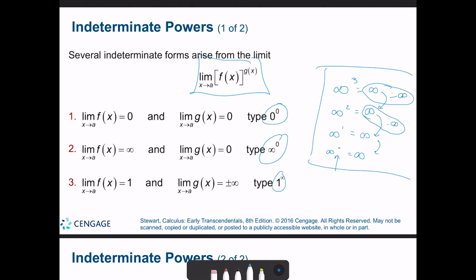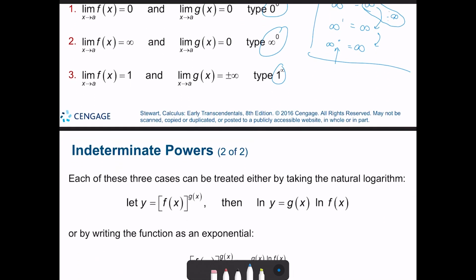And finally, 1 to the power of infinity. That one you might suspect would be 1.